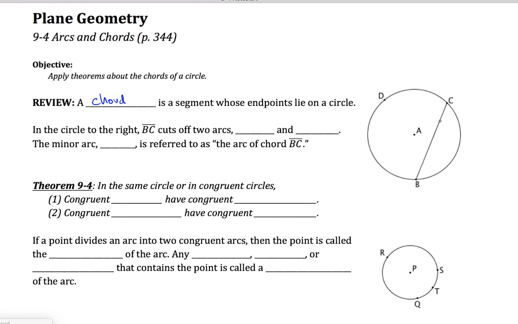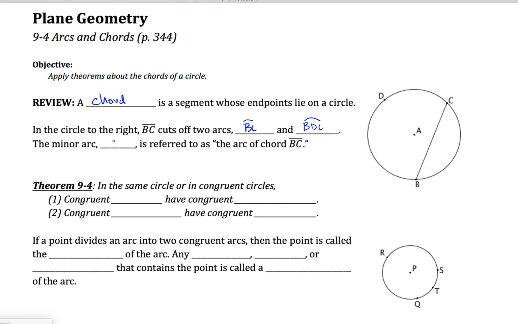So if we look over here at circle A, segment BC would be considered a chord because its endpoints B and C are both on the circle. Now, in that diagram, segment BC divides circle A into two arcs. We have arc BC right here, and we have arc BDC. Those are the two arcs that chord BC cuts circle A into.